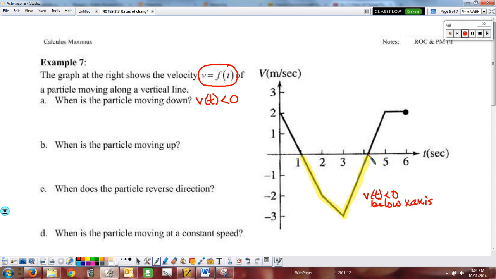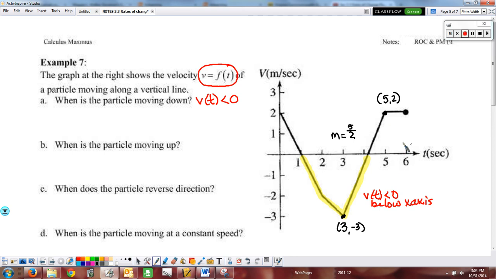Let's go ahead and find it while we're here. I'm going to do a little bit of extra work. This point right here is (5, 2). This point right here is (3, -3). And I'm sure at some point I'm going to need to find the slope of this line for this question. So my slope, which is change in y, is 2 minus negative 3, which is 5, over 5 minus 3, which is 2. So our slope is 5 halves.